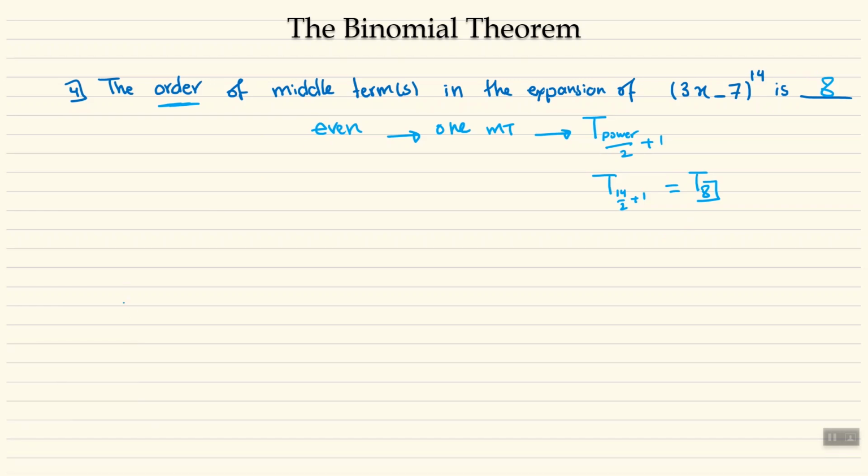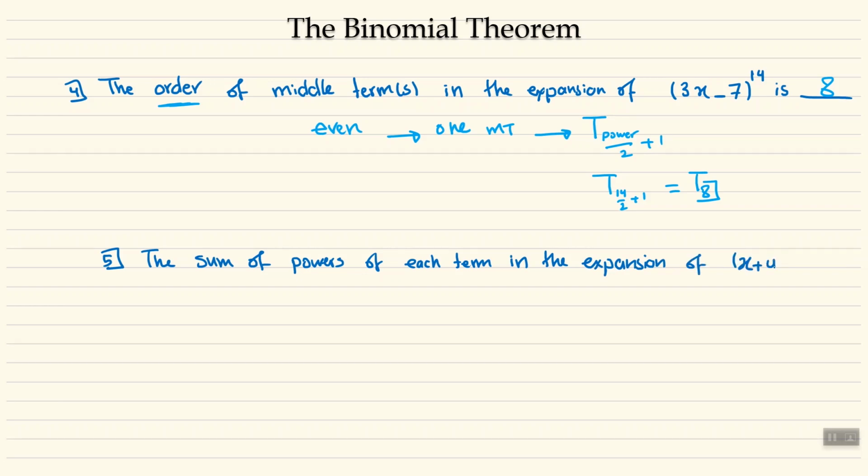Let's write another question. For example, number 5. The sum of powers of each term in the expansion of (x + y) to the power of 7 is dash.